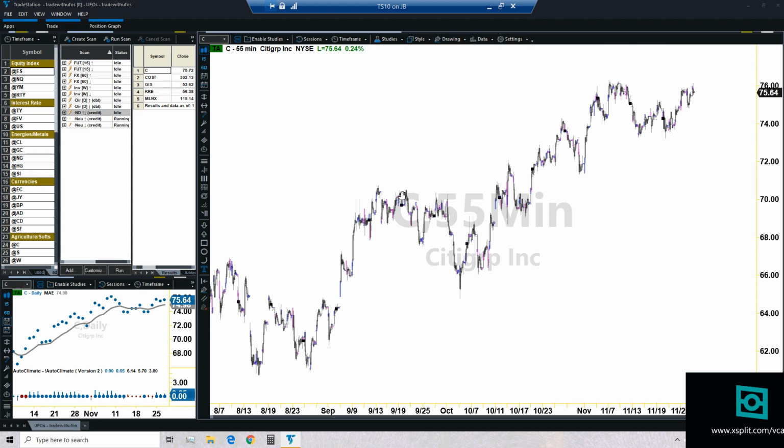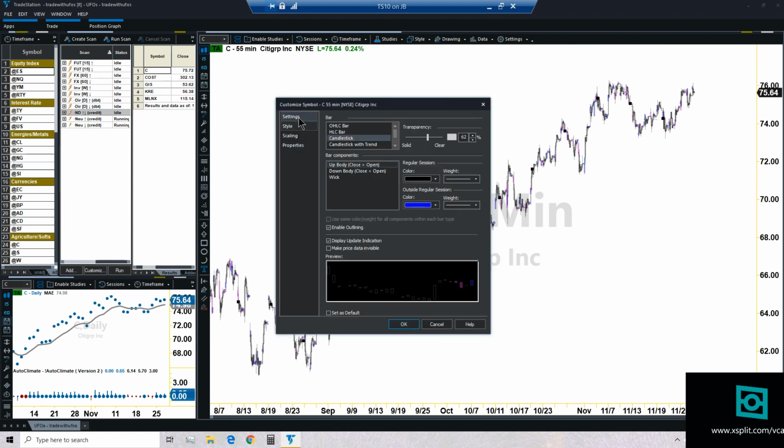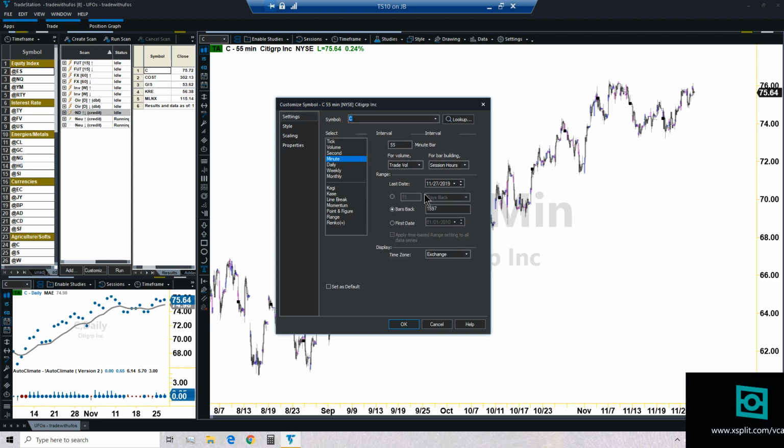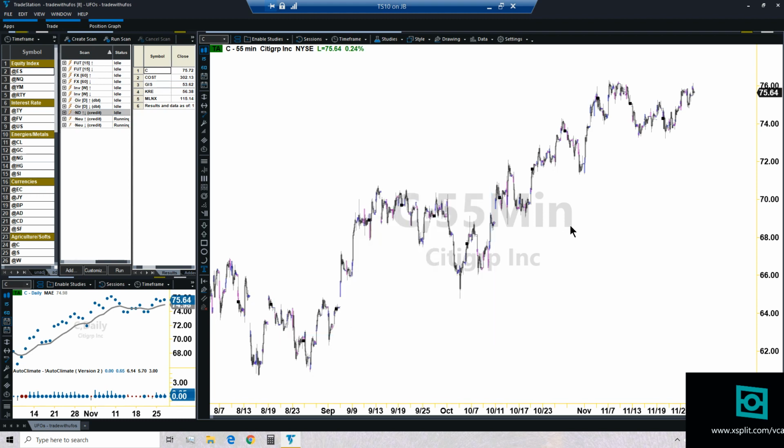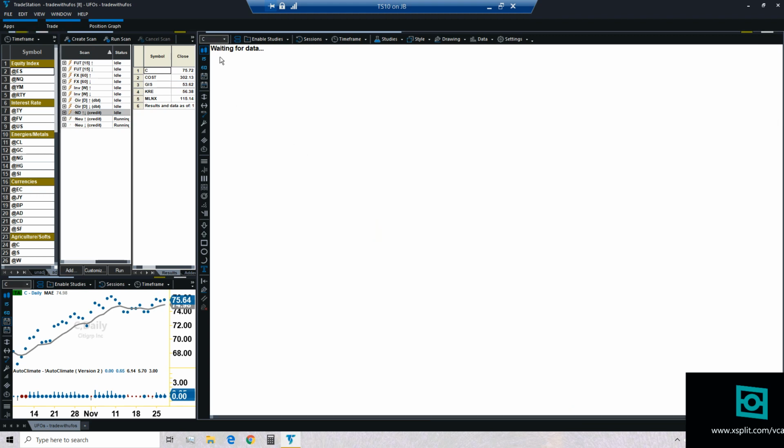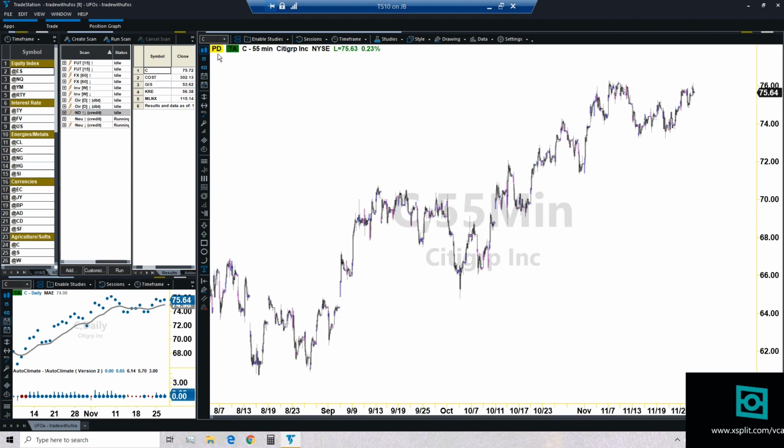Okay, so it seems that I'm going to have to force a download on Citibank starting with a specific date, which is going to be January 2018. Okay, so I'm just going to do this, and PD will reappear because now TradeStation is downloading more data.